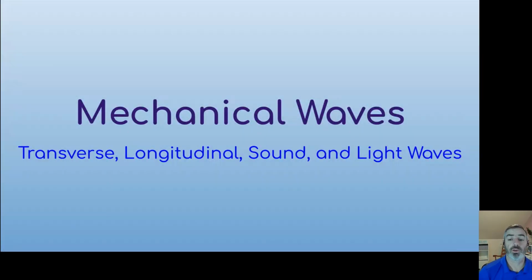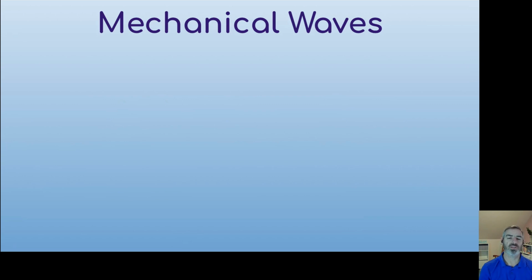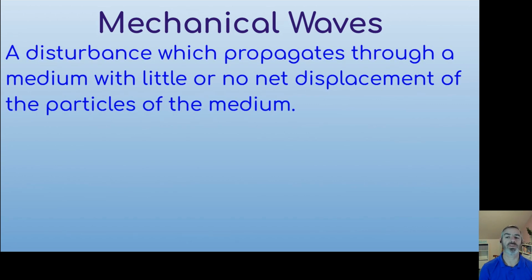So in this series of videos, we're going to talk about mechanical waves, which are transverse, longitudinal, sound, and light waves. In this video, we're going to talk about waves on a string, specifically transverse and longitudinal wave pulses, with heavy emphasis on transverse wave pulses. So what a mechanical wave is, is a disturbance which propagates through a medium with little or no net displacement of the particles in the medium.